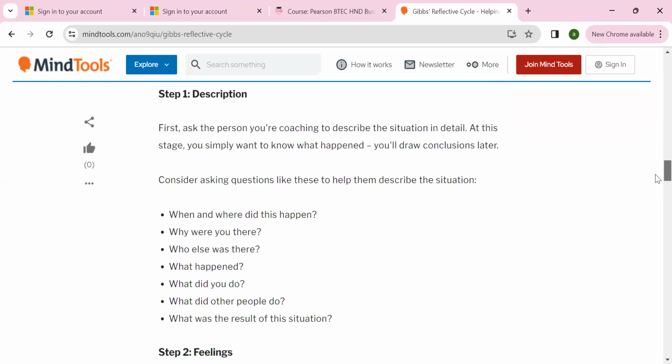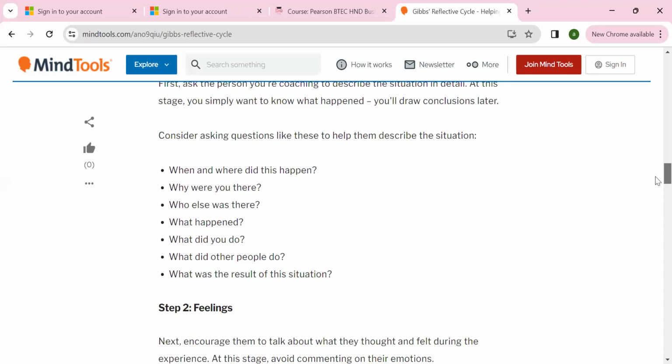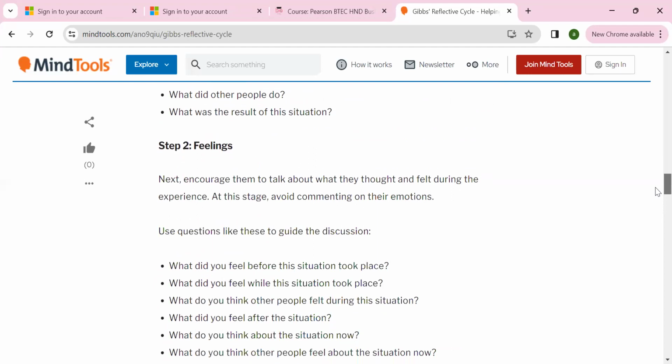First, ask the person you are coaching to describe the situation. At the stage where we can look around, we simply want to know what has happened. So consider asking questions like these to help them. When and where did this happen? When you started the project, what type of project was that? Who else was involved in the project, or did you do it yourself? Yes, building a house or planning, or did you do it yourself?